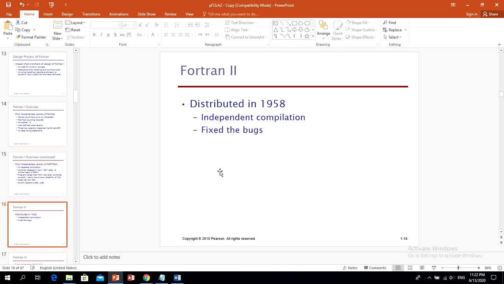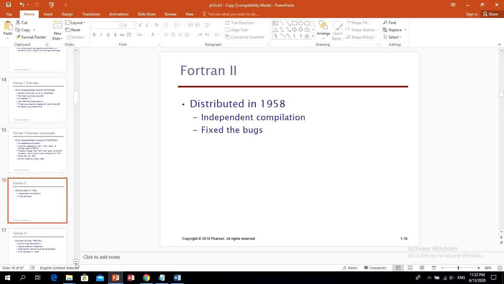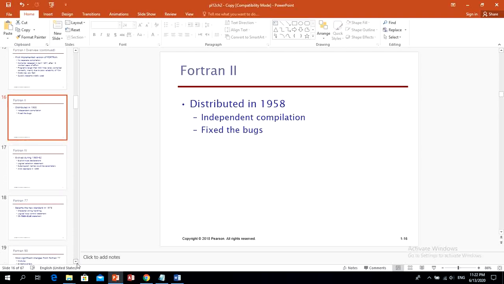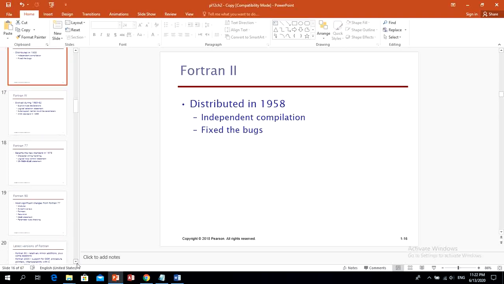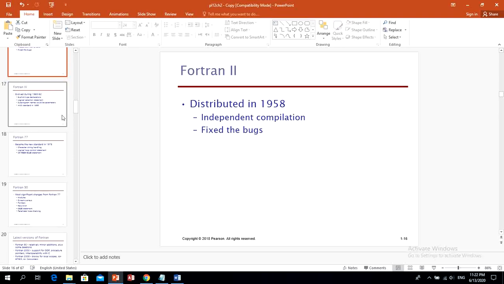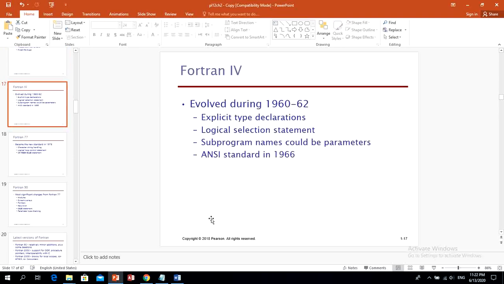Fortran 2 was distributed in 1958, and it requires independent compilation, so they created a separate compiler for it. They fixed all the bugs and weaknesses that had been found in the first version. Then Fortran 4 evolved between 1960 and 1962.